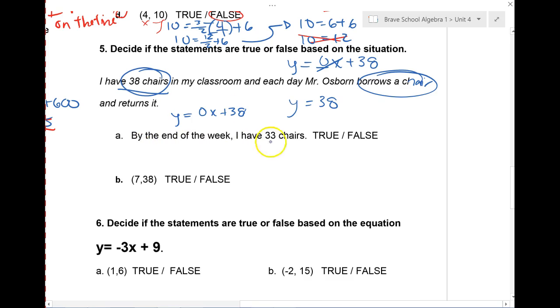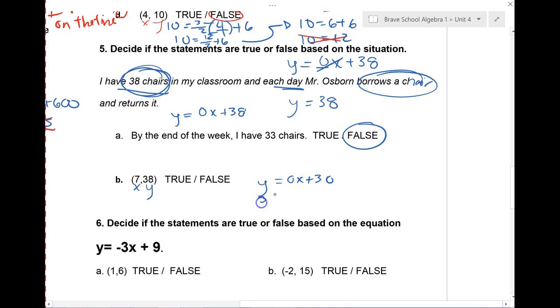Okay, so by the end of the week, I have 33 chairs. Is that false? Yes. Right away I know, because I never changed the amount of chairs. I had 38 to begin with, so I don't even need the equation for that. This one, on the 7th day, remember it's going by days. On the 7th day, x is day, and I had 38 chairs. Well, just intuitively we know if I started with 38 and I never changed, then obviously I must end with 38.